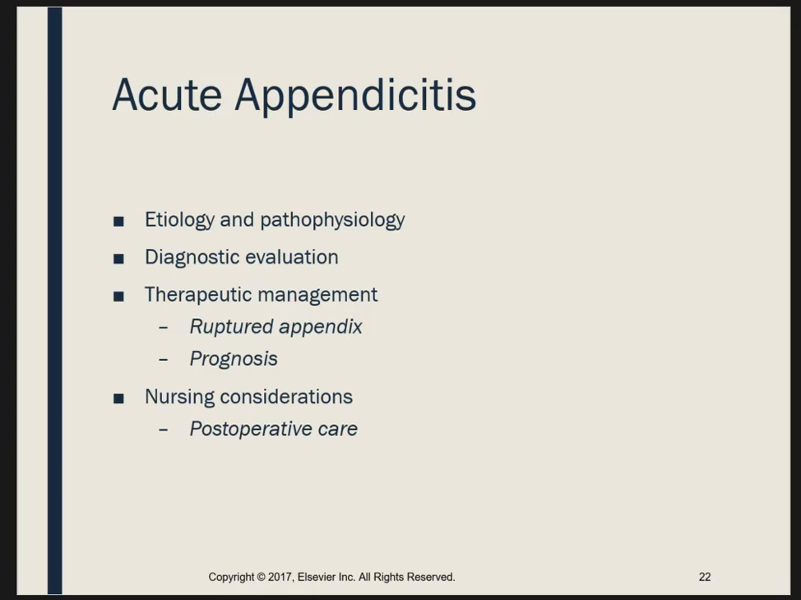So with a blockage, what happens? Of any kind, pressure builds if you have something that's supposed to come out but can't. So pressure builds within the lumen, and then the blood vessels are compressed. If it's not caught soon enough, that compression is going to lead to necrosis, which is going to cause that perforation or rupture, and that can lead to peritonitis. So that's your basic patho of what goes on there.